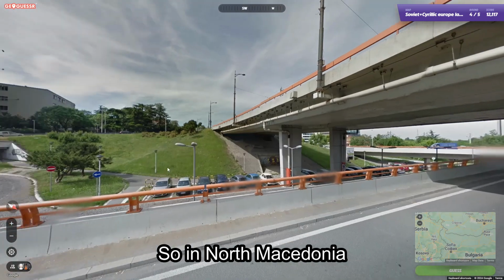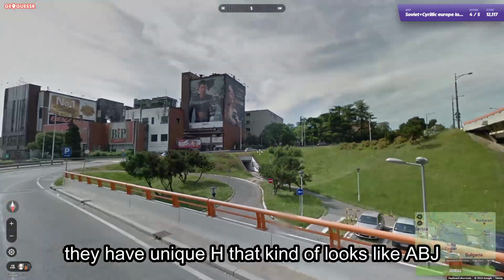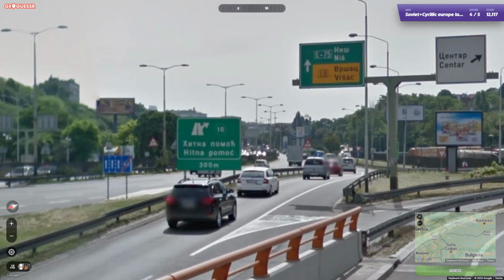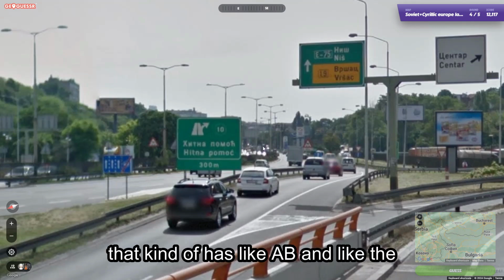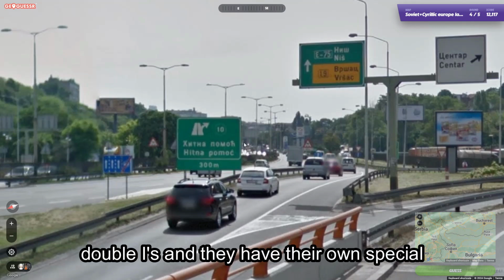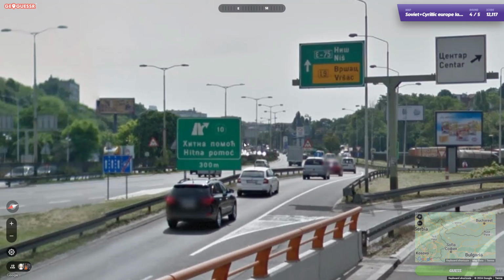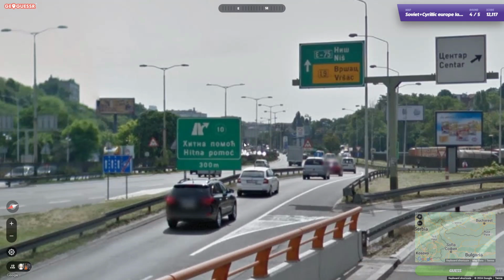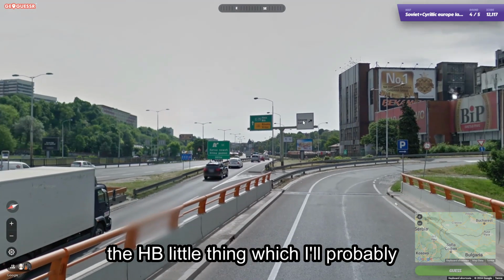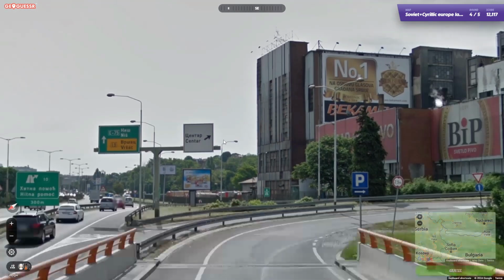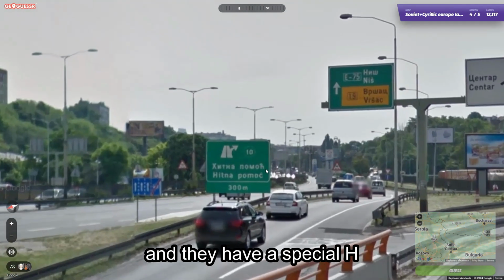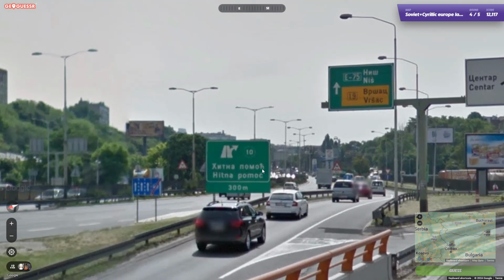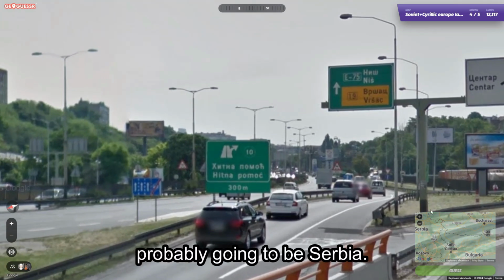So North Macedonia has a unique H that kind of looks like a B, a J that kind of has a B in it and the double I's, and they have their own special T and special K. And Serbia has the HB little thing, which I'll probably show on screen, and they have a special H that North Macedonia does not have. So this is probably going to be Serbia.